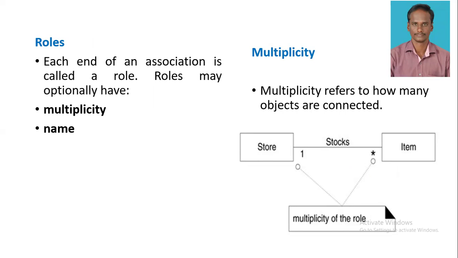Roles and multiplicity. Let us see what is a role. Each end of an association is called a role. Roles may optionally have multiplicity and name. Let us see what is multiplicity. Multiplicity refers to how many objects are connected. In this diagram, one Store stocks many Items. The multiplicity role is 1 to many.